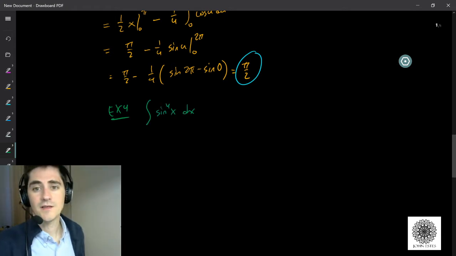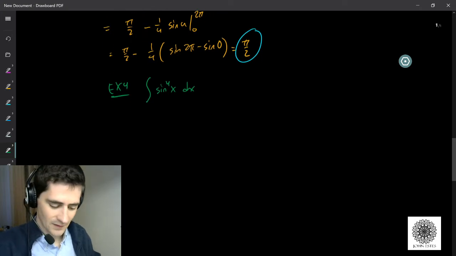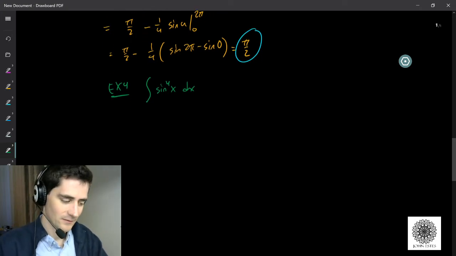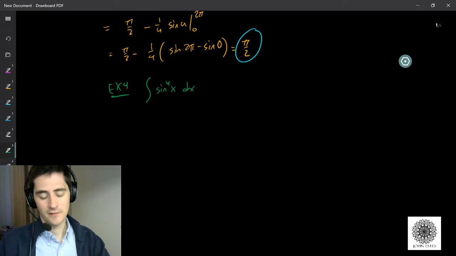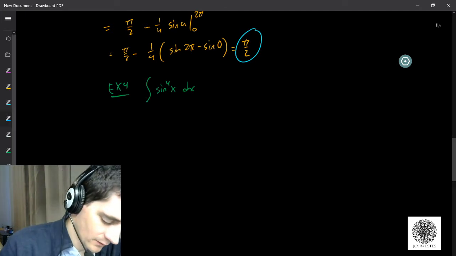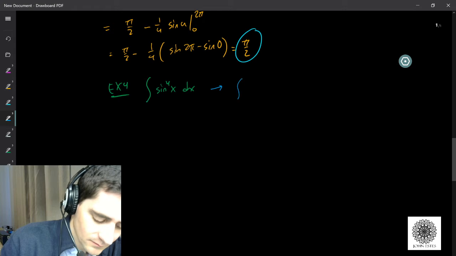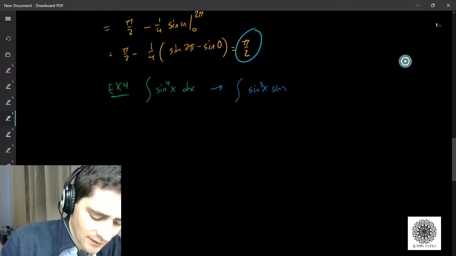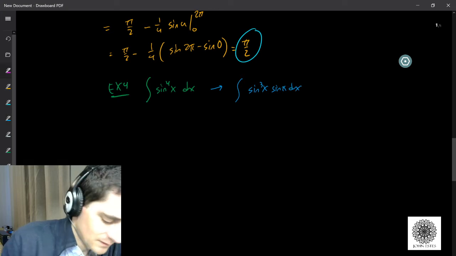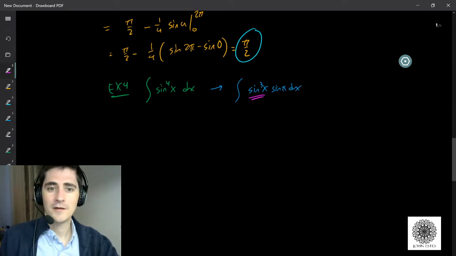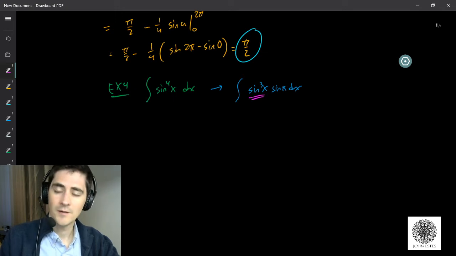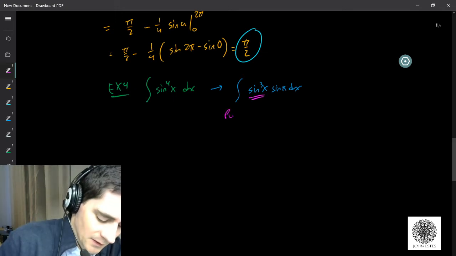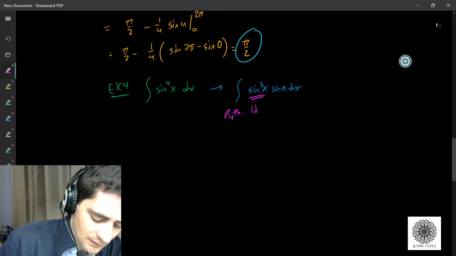So if I have the integral of sine to the 4th power of x, it's kind of the same deal. I don't have an odd power, so I can't take out a cosine or take out a sine. If you had sine cubed x, sine x dx, I can't use the Pythagorean identity to sub out sine cubed. So the Pythagorean identity doesn't help.